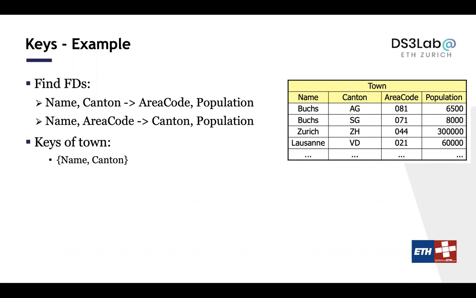The combination of name and canton could be a key because there's a functional dependency from this pair to the rest of the attributes. And also that is minimal. If you remove one of them, that functional dependency doesn't exist anymore. And then you have another candidate key as the combination of name and area code because of the second functional dependency.